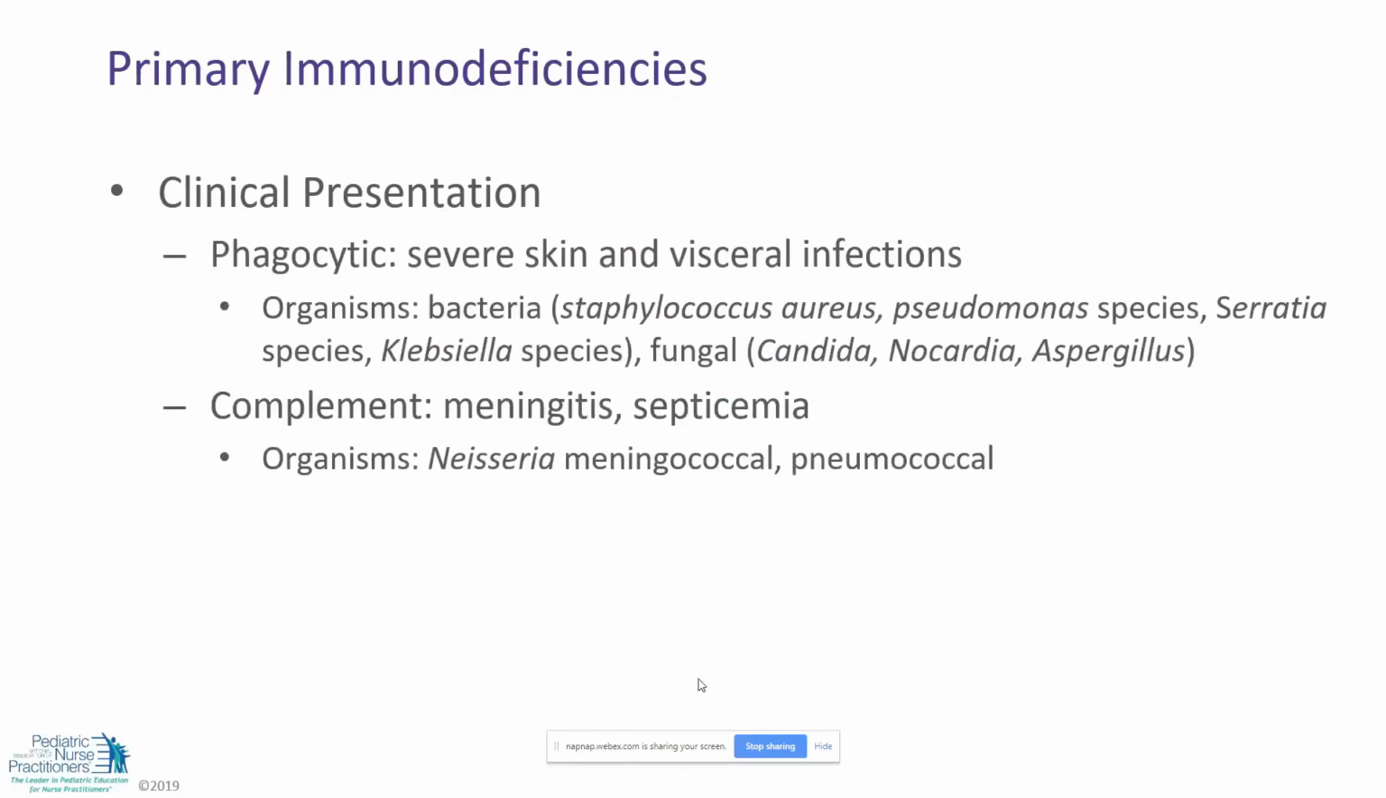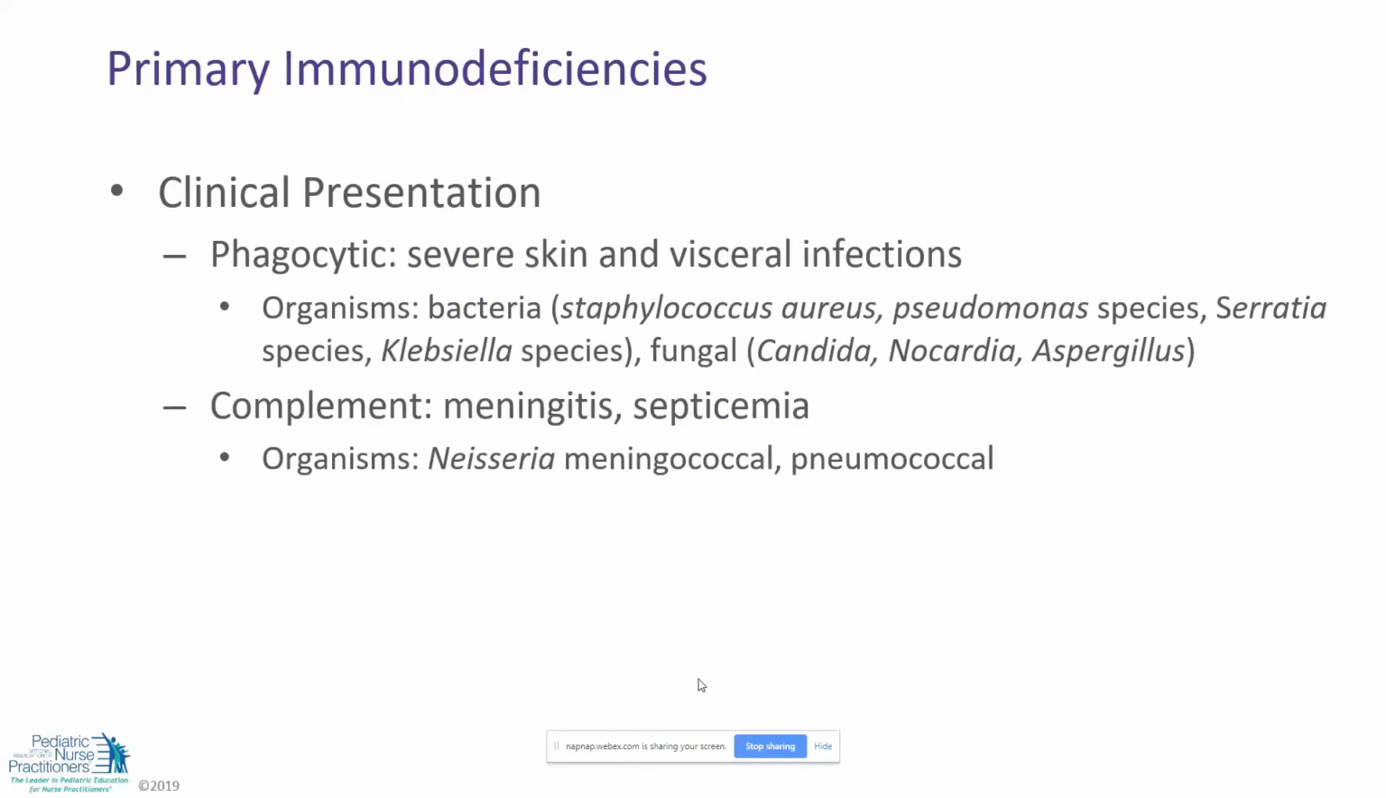If a patient has a phagocytic immunodeficiency, they will often present with severe skin and visceral infections. And the most common organisms include Staphylococcus aureus, Pseudomonas, Serratia, and Klebsiella, and also fungal infection. And then complement, so patients who have complement deficiency may present with meningitis or septicemia, and those organisms may include Neisseria and other pneumococcal species.